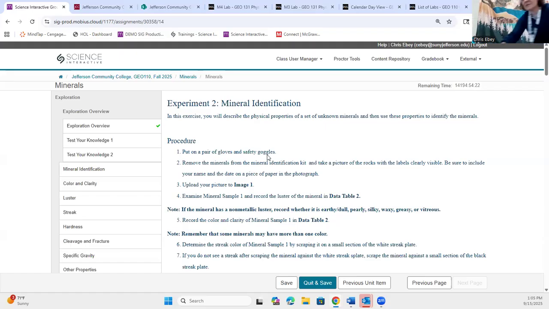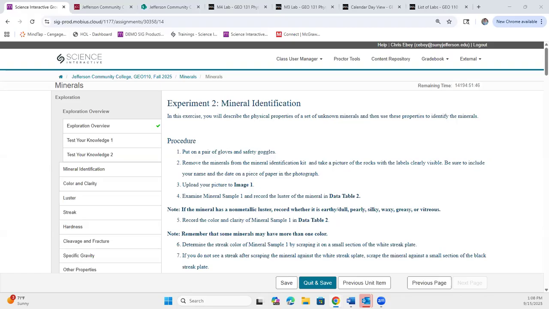I'm going to quickly grab my gloves, because I did not bring my gloves. All right, we've got our nitrile gloves. You should have some in your package. I'm going to put these on.